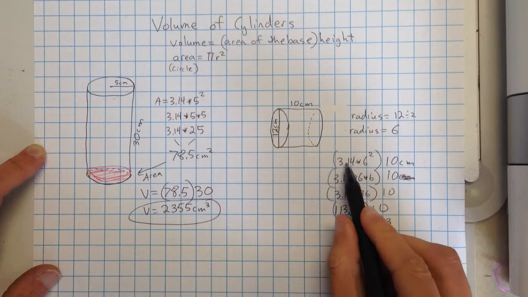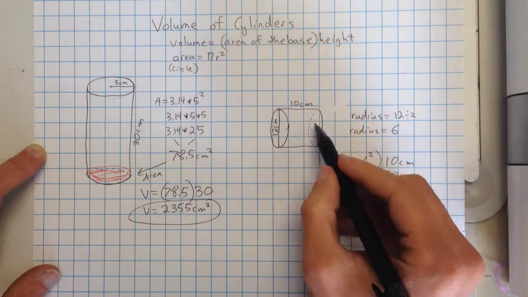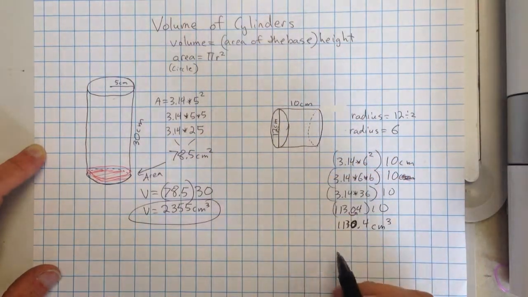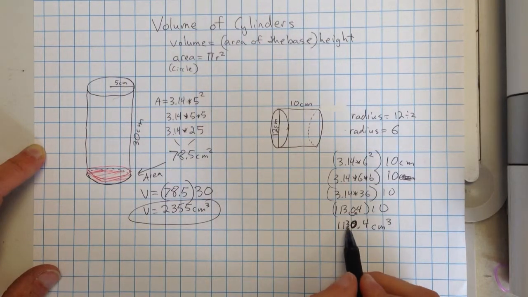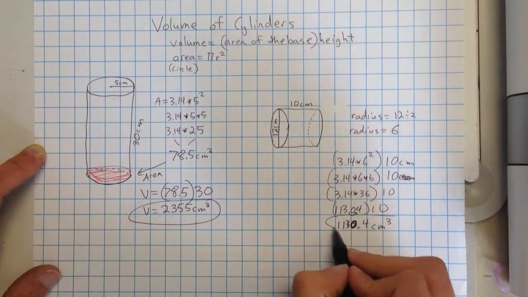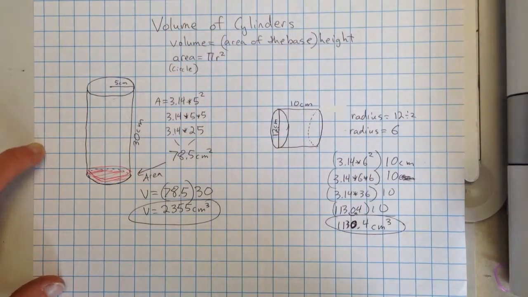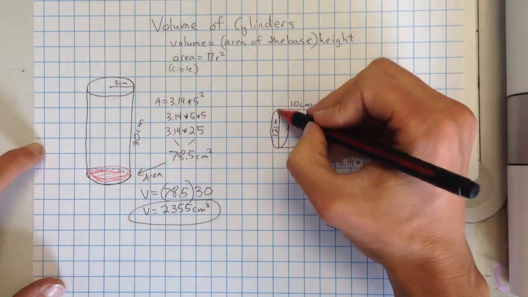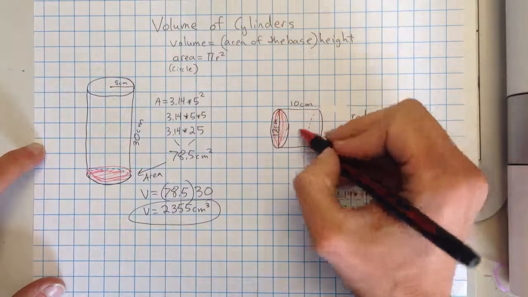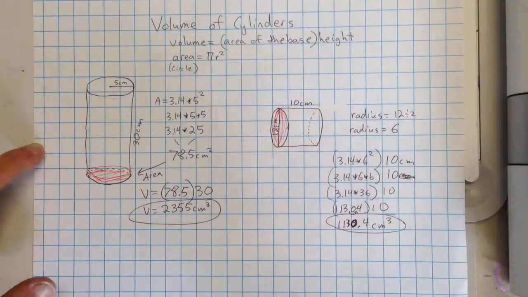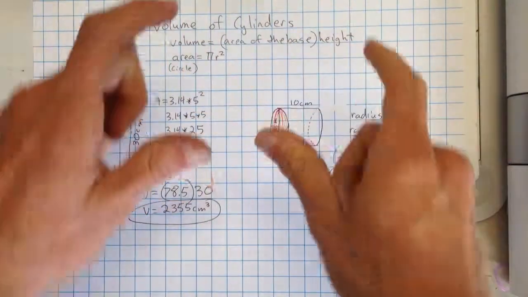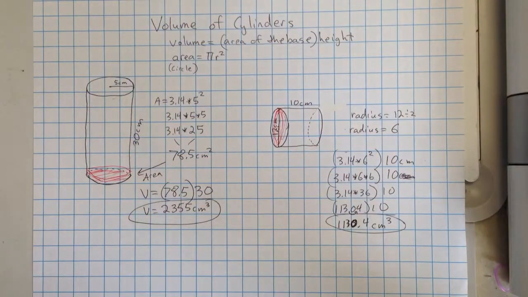So we just did pi r squared for the area. Multiply that by that third dimension, by that height right there. And that gives us 1,130.4 cubic centimeters. So that's volume of cylinders. Find the area of that base, and then just multiply it by the other dimension. It could be the height. Remember, turn it if you need to think about the base and the height.